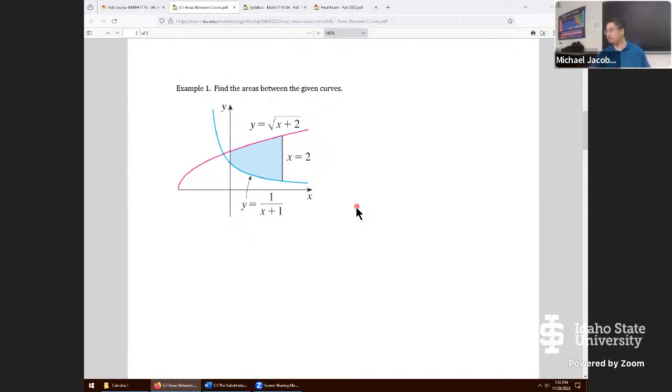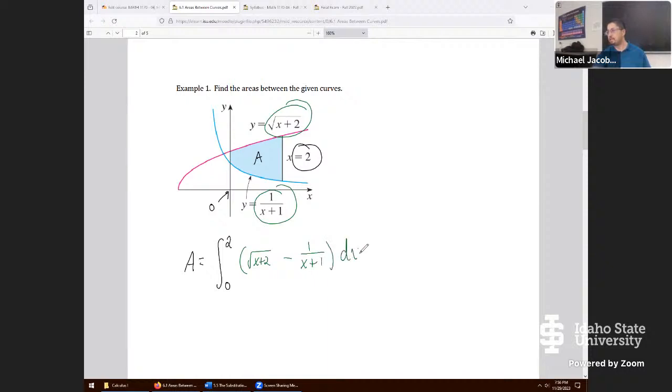We don't have enough time to go through one in full, but I want to just leave you with this last thought. If you're trying to find this area, and it's between two curves, really all you're doing is taking the area as a definite integral that starts at 0, goes up to 2. We put the larger curve first, subtract the lower curve after that, and then we just solve that integral right there. So that's the essence of section 6.1.